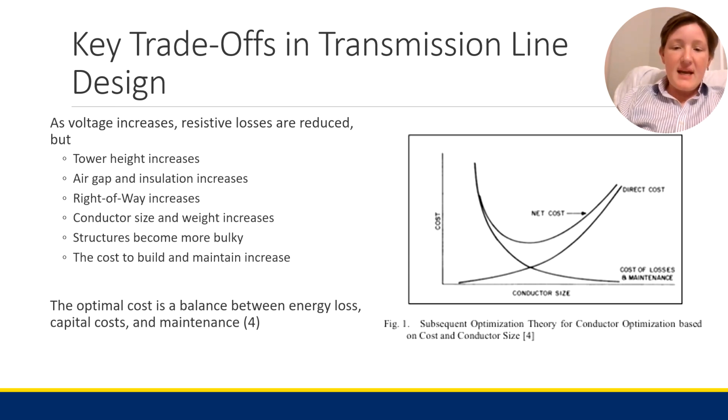Clayton and Grant in 1987 developed this model to basically show that there's a sweet spot where the optimal cost is balanced between energy loss, capital cost, and maintenance.